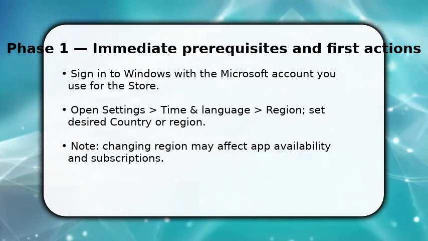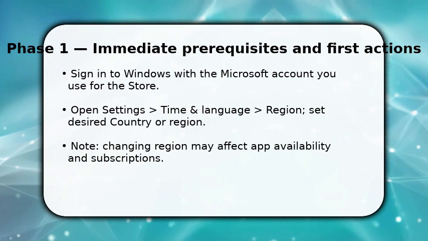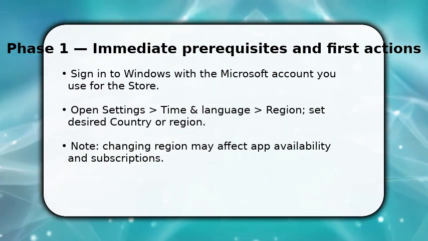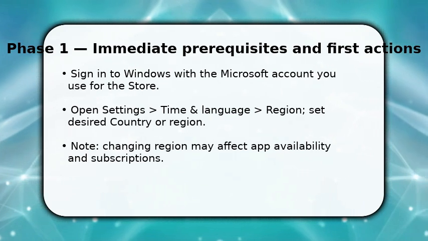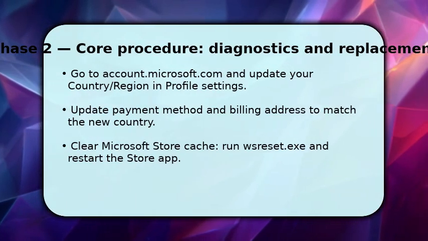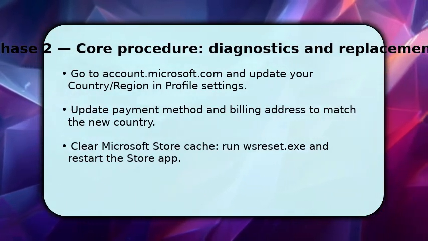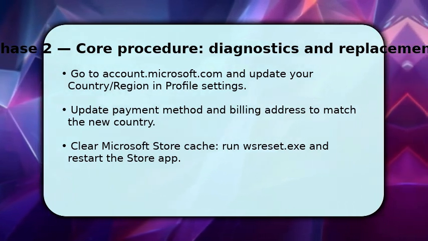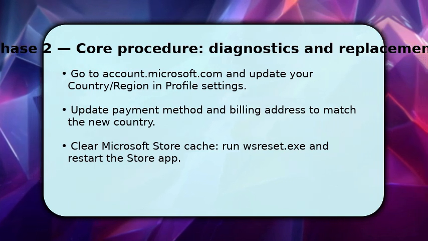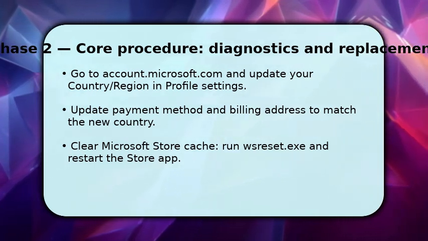Changing Windows alone is only the first actionable step, and it prepares the system while you update the account information next. Next, change the Microsoft account country at Account.Microsoft.com. This is crucial because the store pulls your purchase region from your account profile. Once done, update your payment method and billing address to match the new country so purchases work.